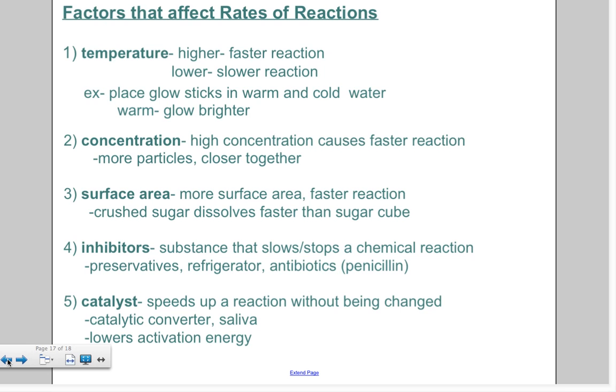And that is it for chapter 14. You will have a quiz later this week on it. Make sure you know the vocabulary words. Make sure you know the rates of a reaction, these 5 here. And the biggest thing, as always, make sure you know how to balance equations. We will include both synthesis and decomposition on this quiz also.